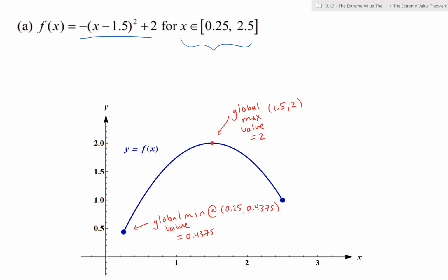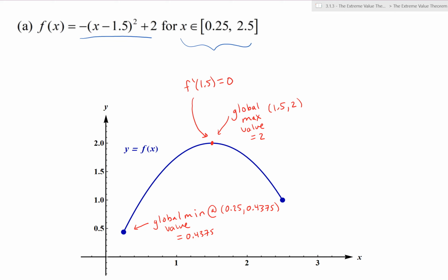One thing to take note of, one of the global extrema occurs at an endpoint. The other global extrema occurs at, actually, a local extreme point. And moreover, notice right up here at our global max value, f prime of 1.5 is equal to 0 there, right? The slope is 0. And in fact, that location 1.5 comma 2 is also a critical point.